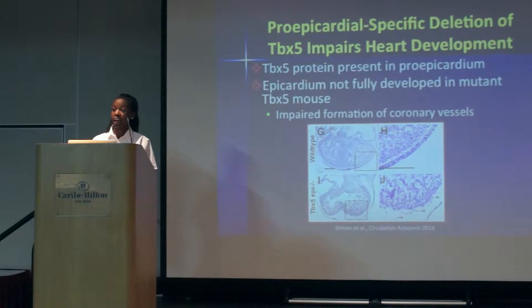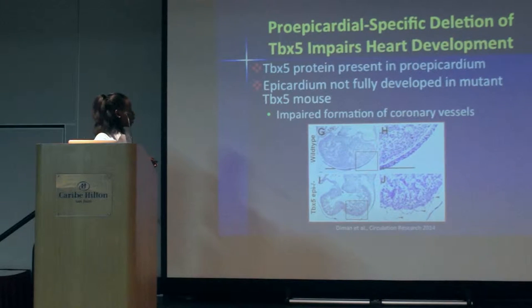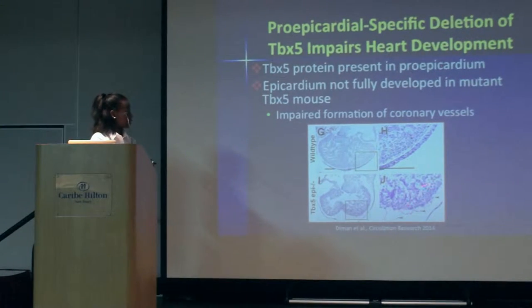However, interestingly enough, it has also been shown that there are specific regions within the embryonic heart of the mutant TBX5 mouse in which the epicardium was not fully developed as compared to a normal wild-type mouse. This was a significant discovery, as it was also discovered that the epicardial defect led to impaired formation of the coronary vessels, as shown in these pictures.